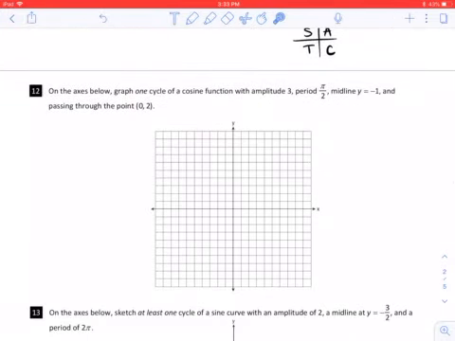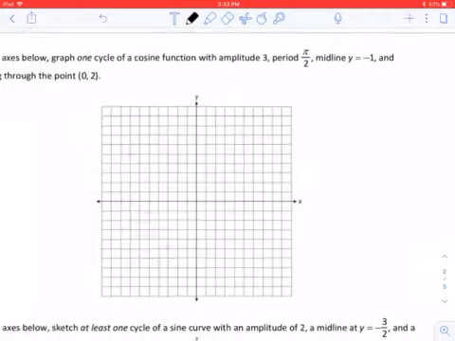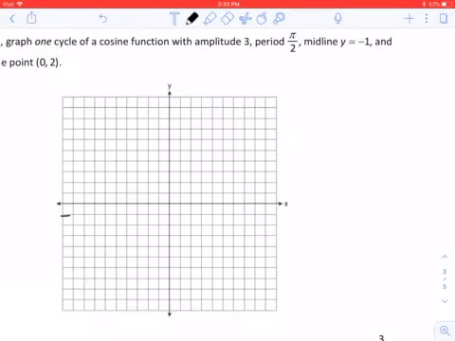Number 12. On the axes below, graph one cycle of a cosine function with an amplitude of 3, period of pi over 2, midline y equals negative 1, and passes through the point (0, 2). So first I'm going to sketch my midline. It's y equals negative 1. So that's negative 1 right there. It goes through the point (0, 2), which is that point that I just drew.